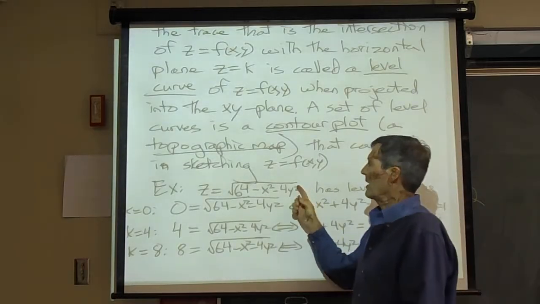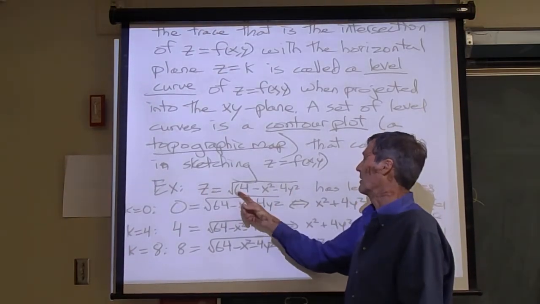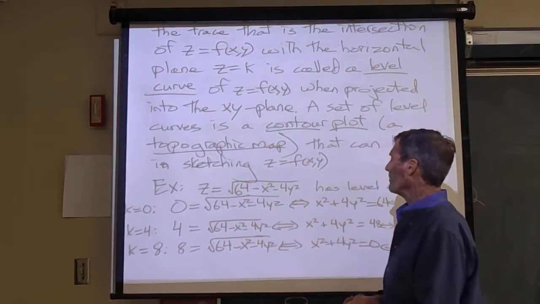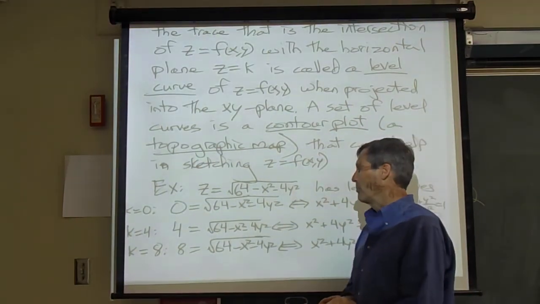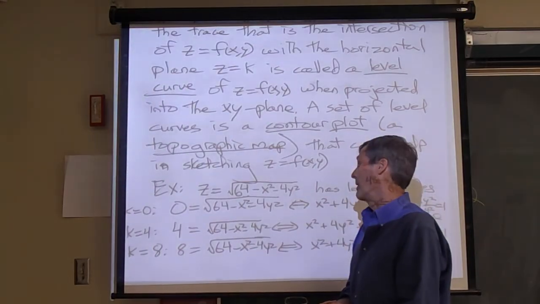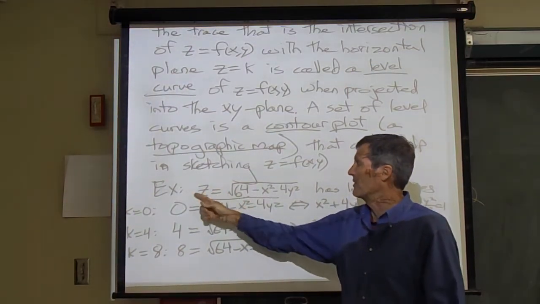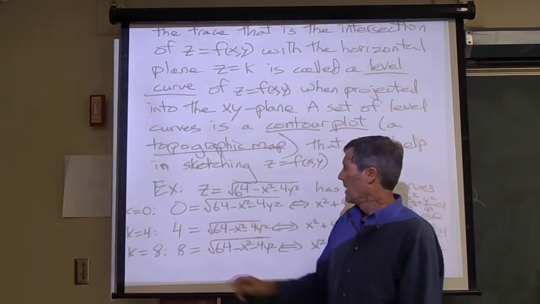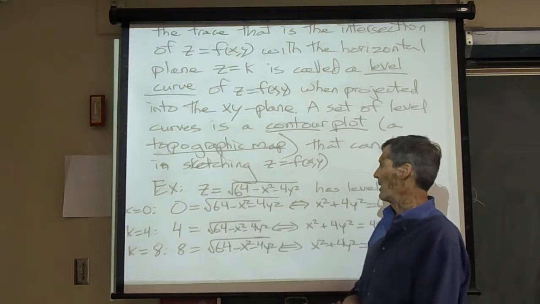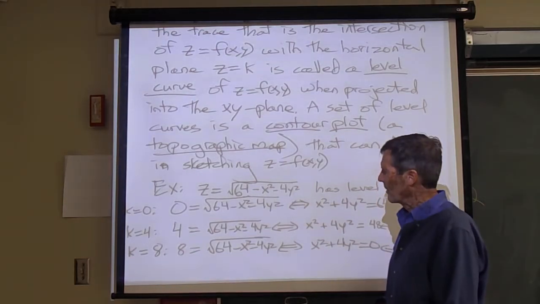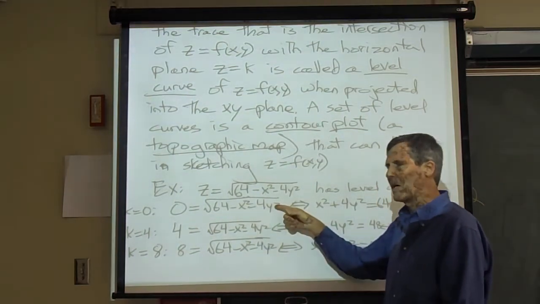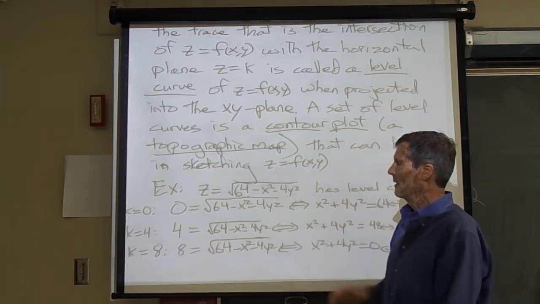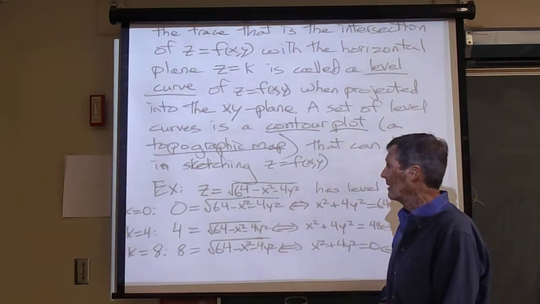So let's intersect this surface, f of xy equals square root 64 minus x squared minus 4y squared, with a horizontal plane z equals 0, the xy plane. Right? Then you just replace z with 0. We call it the k equals 0 contour. And we get 0 equals square root 64 minus x squared minus 4y squared. That might be hard to sketch too, but at least it's in the xy plane instead of in 3 dimensions. Right? Each contour is a curve in the xy plane.